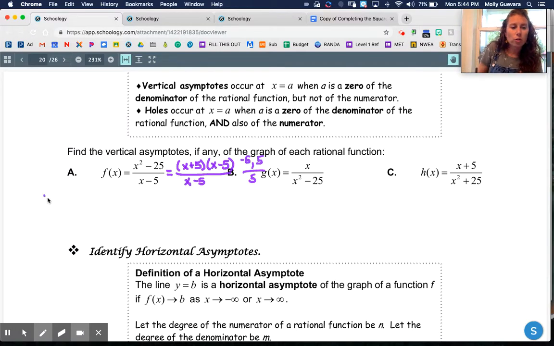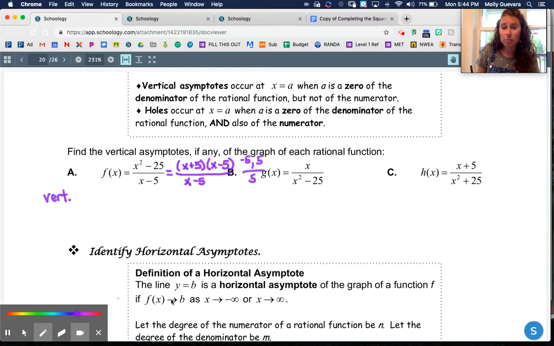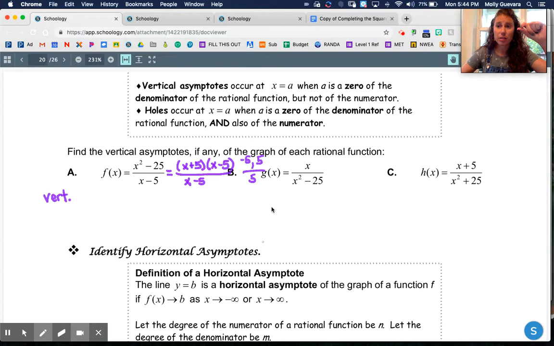So in order to find my vertical asymptote, it has to be a zero of the bottom, but not of the top. So in this case, my zero on the bottom is 5, but since it's also at the top, I don't have a vertical asymptote. So in this case, there is no vertical asymptote at all.